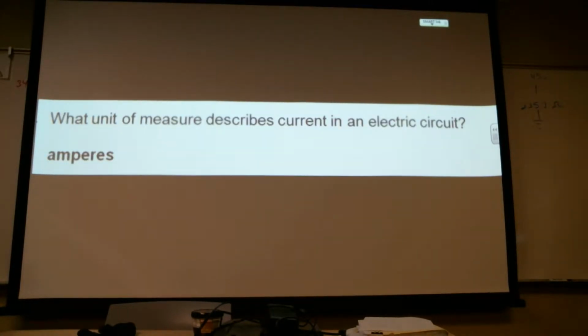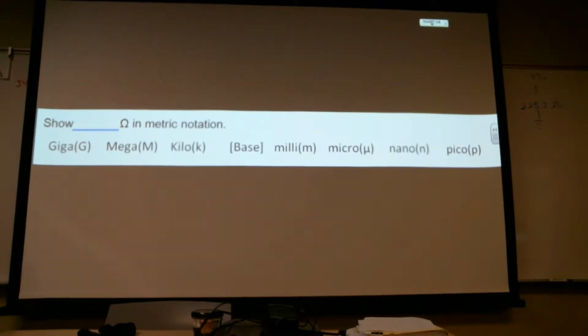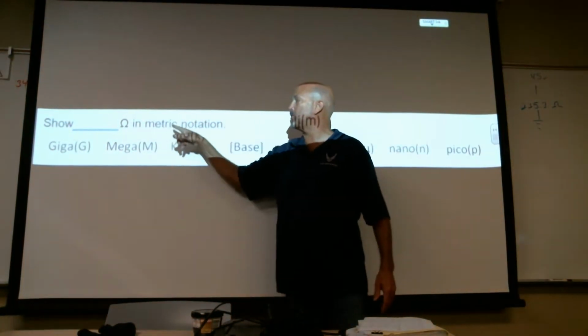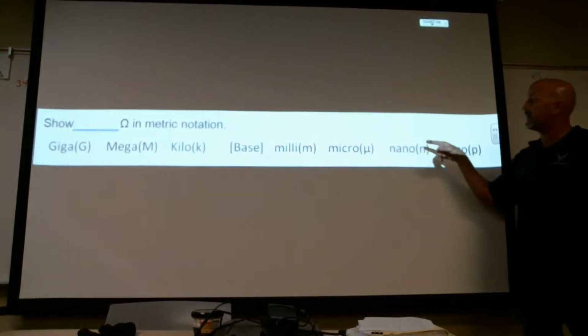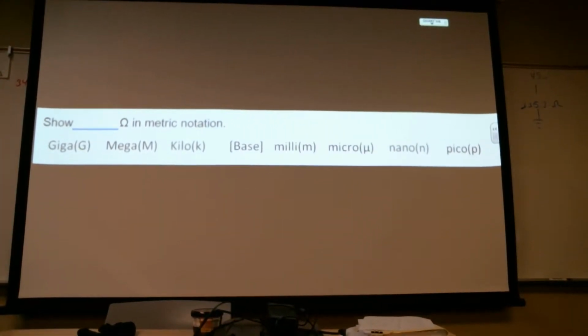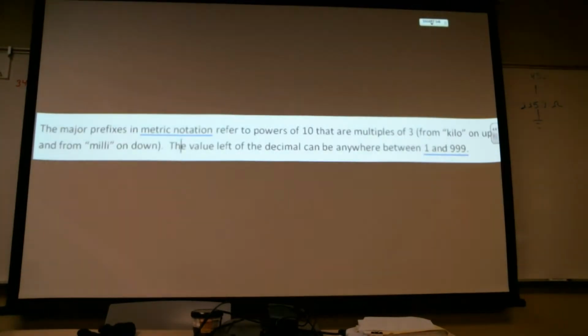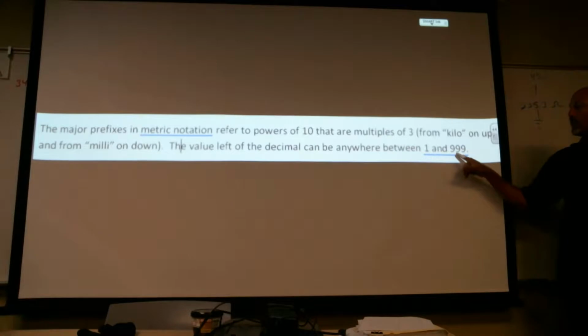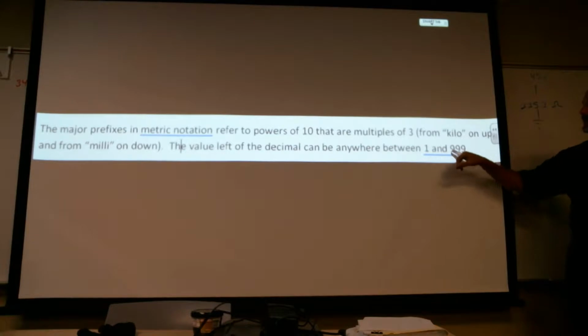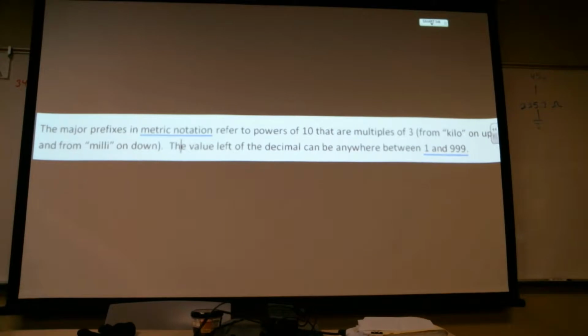Okay, show so many ohms in metric notation. Remember, I'm still getting problems with this. If it says metric notation, I want to see mega, milli, nano, pico, something. In metric notation, there are powers of 10 and multiples of 3. So I still want to see between 1 and 999. I want to see a number to the left of the decimal. I got a couple where you gave me a point and a number. It's got to have numbers to the left of the decimal, no more than 3.